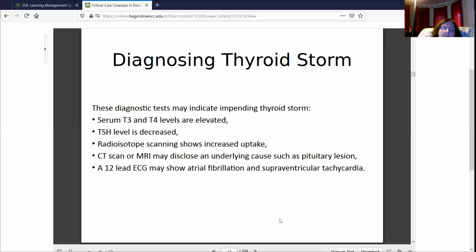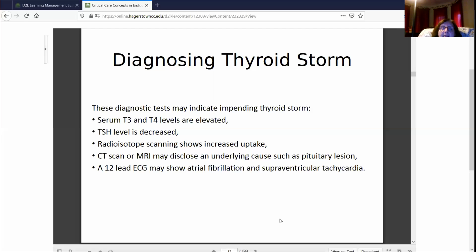So how is it diagnosed? Serum T3 and T4 levels are elevated. TSH level is decreased. Radioscope scanning shows increased uptake. CT scan or MRI may disclose an underlying cause such as pituitary lesion.